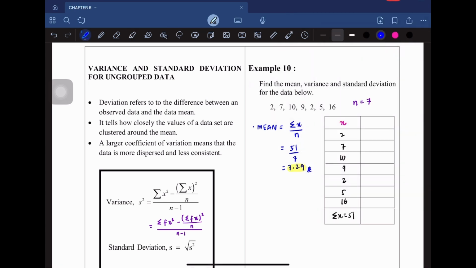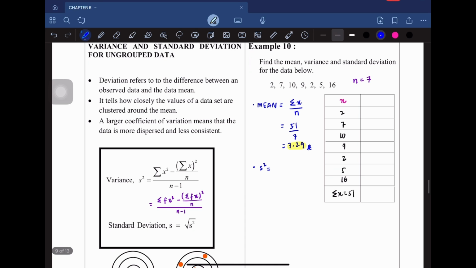Okay, next for our standard deviation, which is, for the variance first, so we need to find the s squared. So the formula is the summation of x squared minus the square of summation of x divided by n, and then n minus 1. Okay, so we already have this data and we know the n, and we can also know this one. So we don't have the summation of x squared. So what we need to do, you have to find the x squared first.